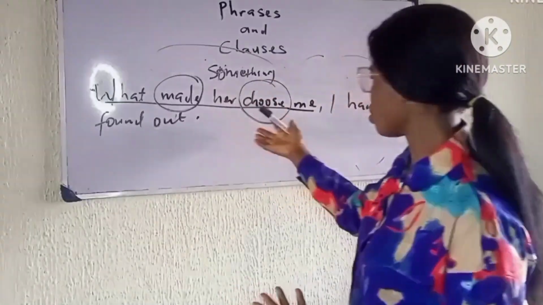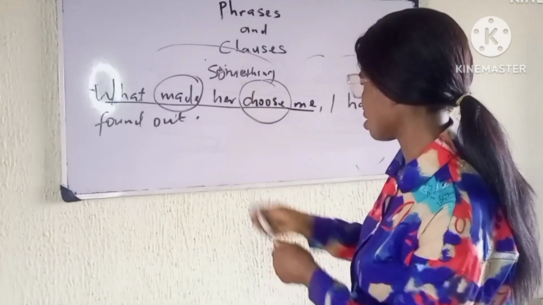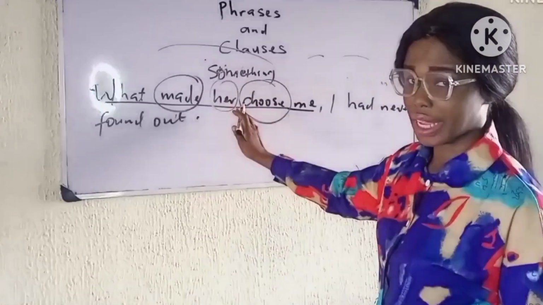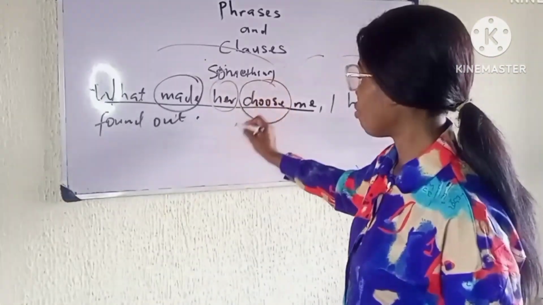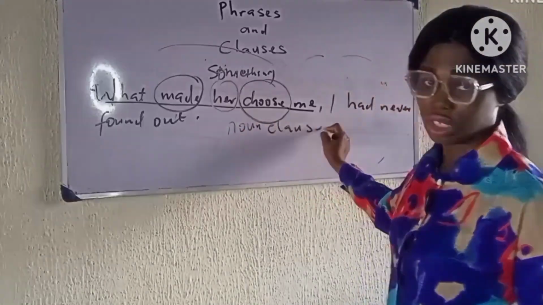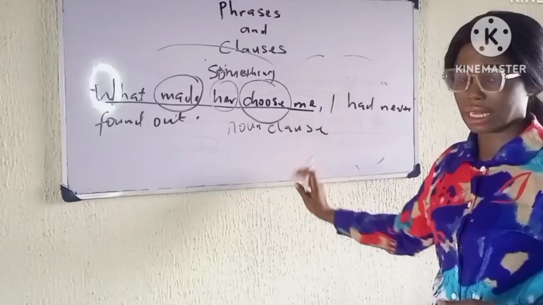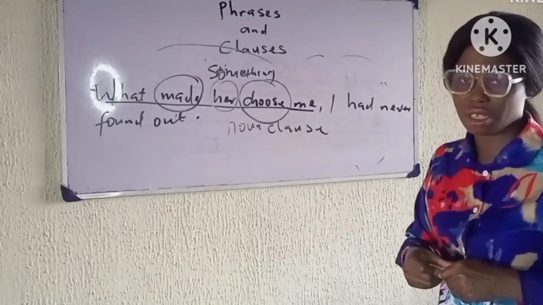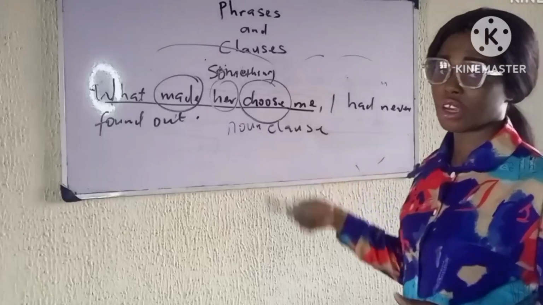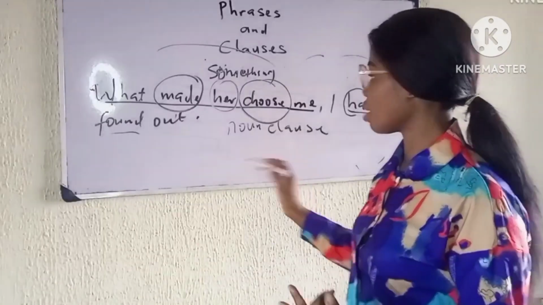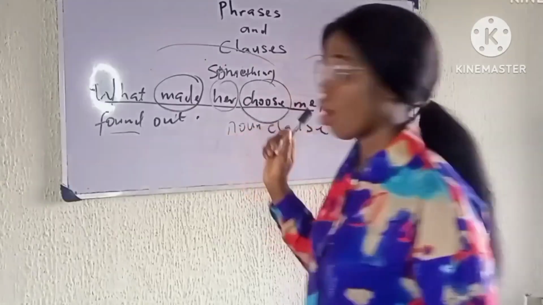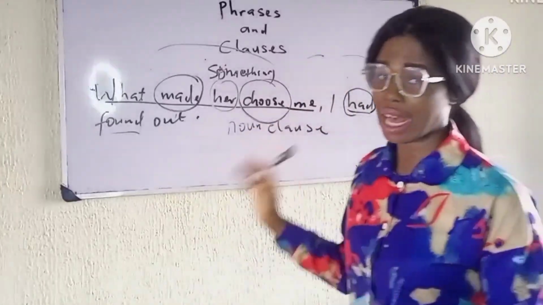Now, if you look at these words, you find out that we have a pronoun here. So it's a noun clause. This is a noun clause. And what's the function? What's the function of this noun clause? Is it the subject of the verb found, okay? Or the subject of the verb had?